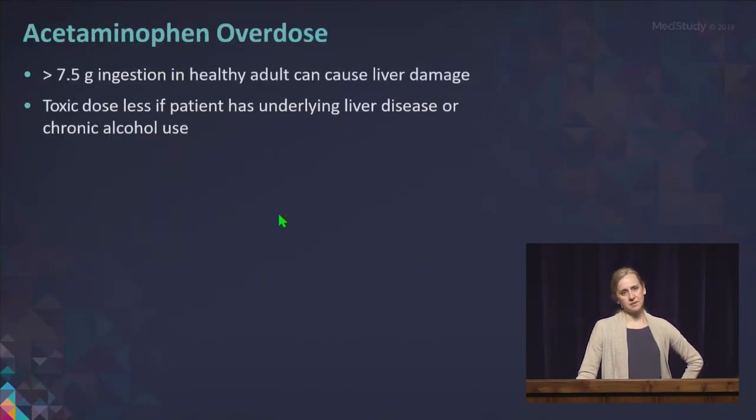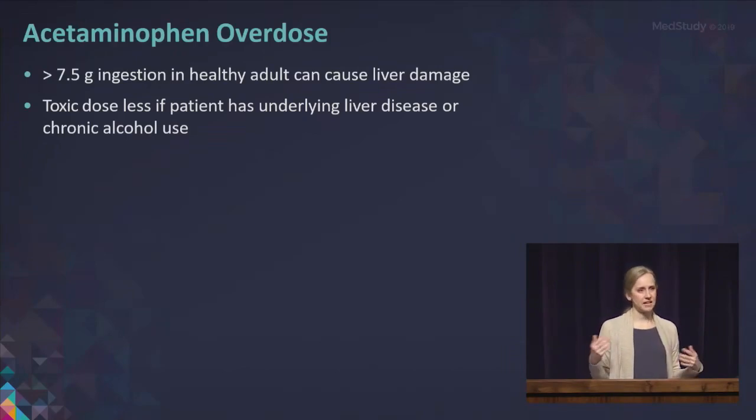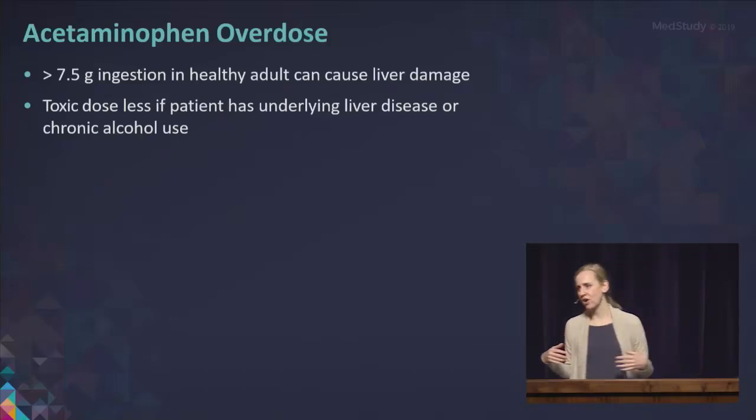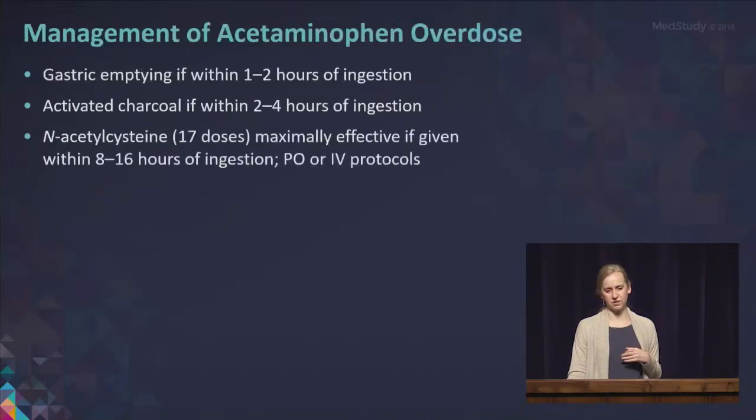We talked about acetaminophen in the context of Coumadin before. I think in this situation, remember that for an overdose that causes liver toxicity, it takes about 7.5 grams or even more than 10 grams for a healthy adult to get acute liver damage. But if the patient already has liver disease, hepatitis C, non-alcoholic fatty liver disease, chronic alcohol use, things like that, then it can take a much lower dose to cause an acetaminophen overdose.